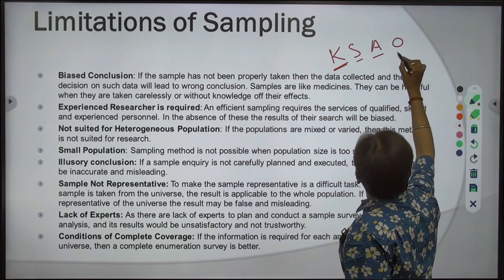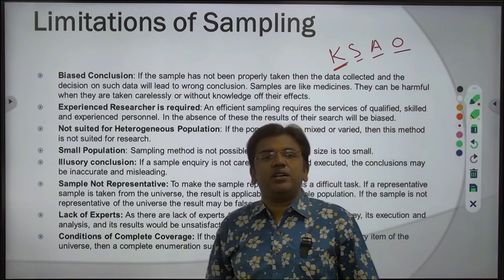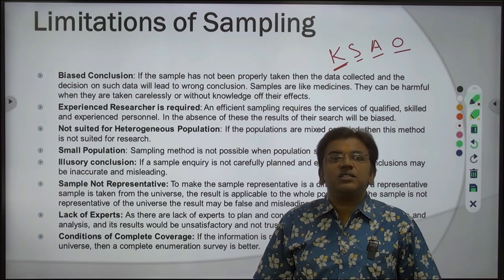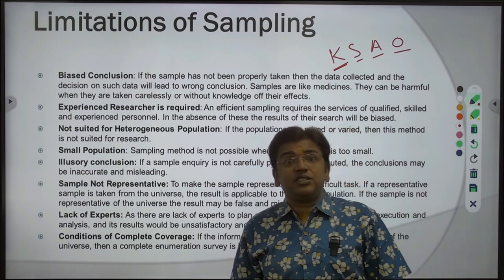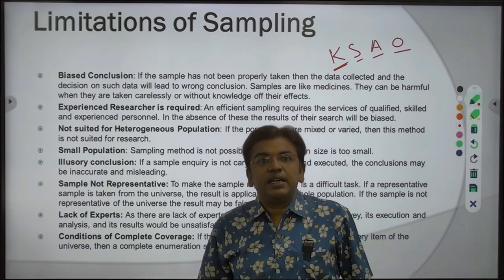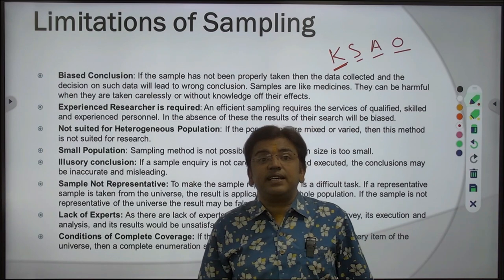Then other characteristics. Other characteristics means your behavior, your attitude, your values. This is also considered. If a researcher has very good values, he is not going to play with the data. He is not going to falsify the data.